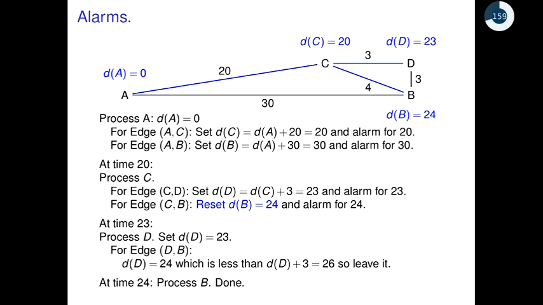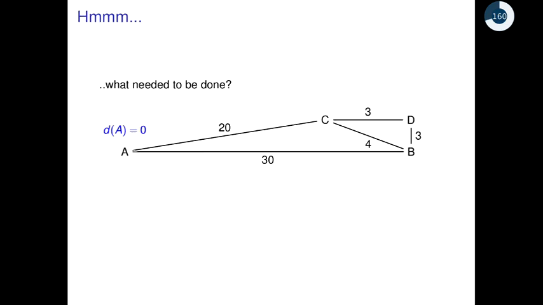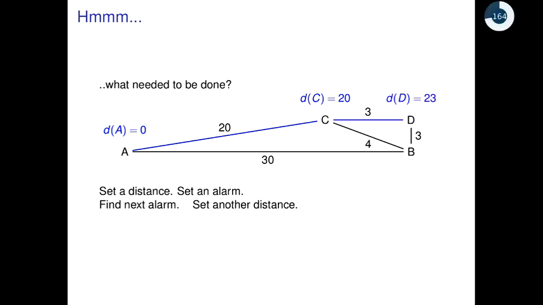Okay. So, and now you're done. So what needed to be done? You need to set a distance. That's one thing that needed to be done. You need to set an alarm, right? When you set this distance, you set an alarm. And then you need to find the next alarm and then set another distance, right? I should have set this distance too. And set an alarm, right?